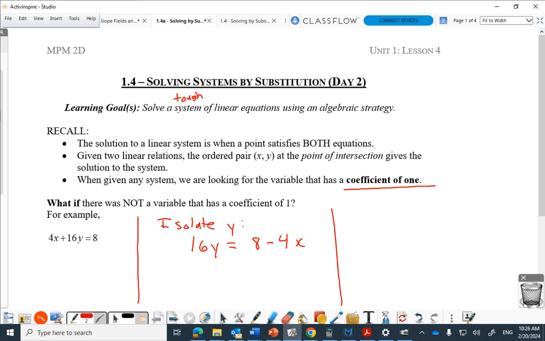Anyways, then divide by 16. Maybe you're not intimidated.